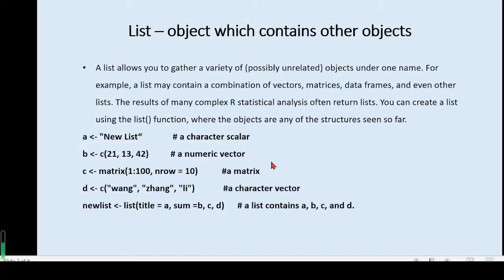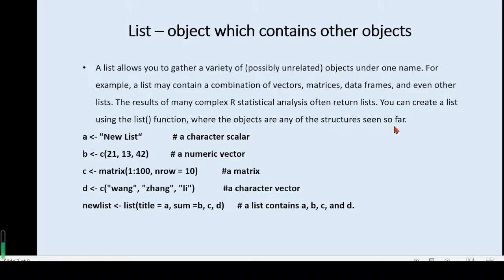And for the list, a list allows you to gather a variety of possibly unrelated objects under one name. For example, a list may contain a combination of vectors, matrices, data frames, and even other lists. The results of many complex statistical analyses often return lists. You can create a list using the list function, where the objects are any of the structures we have seen so far.